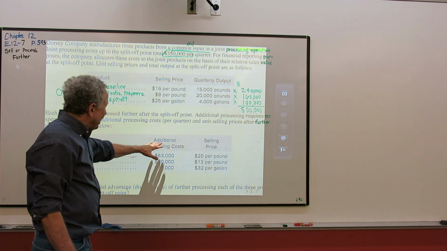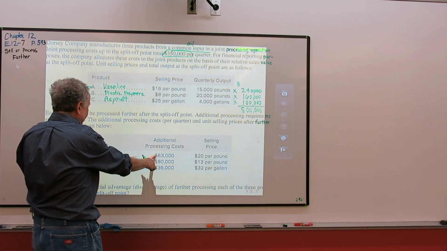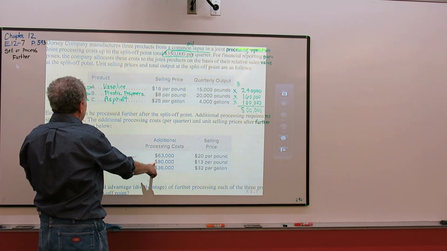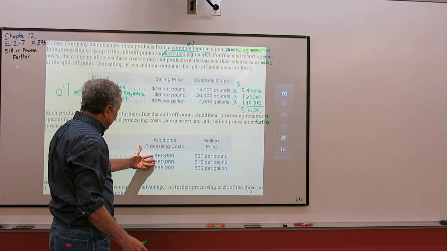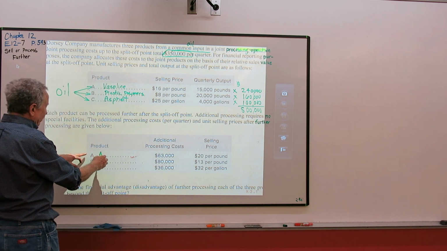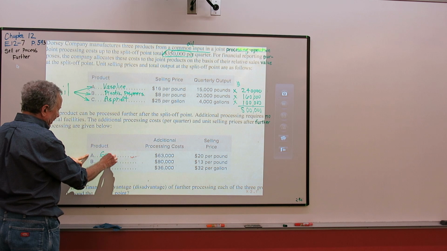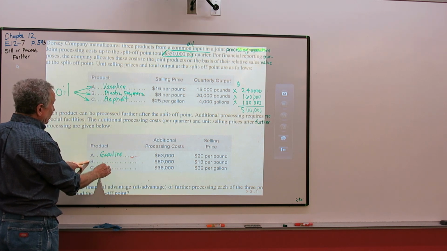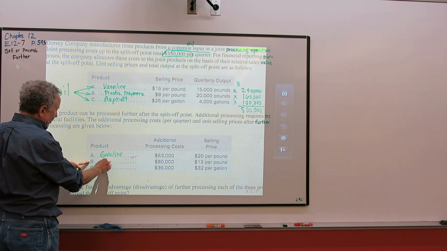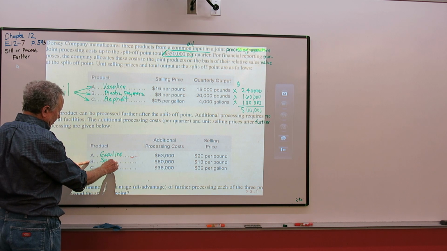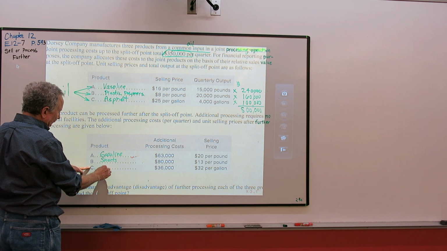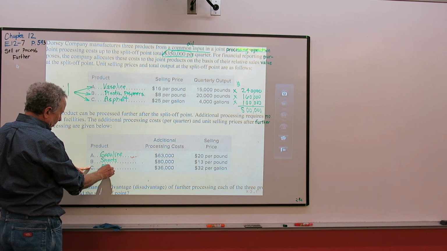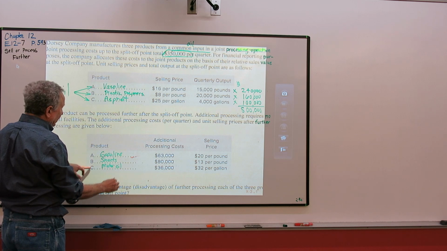Then they say, to process it further, we're going to have to spend $63,000 on the Vaseline, $80,000 on the polymers, and $36,000 on the asphalt. And let's say if they process these, they're going to change the Vaseline into, let's say, gasoline. And they're going to change the plastic polymers into, let's say, plastic sheets. They're going to go a little bit further and actually make them. And the asphalt, they're going to change that into actually motor oil. With more processing, they can change these.